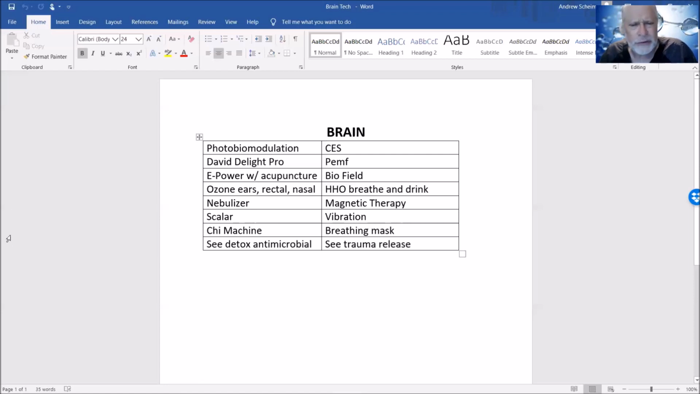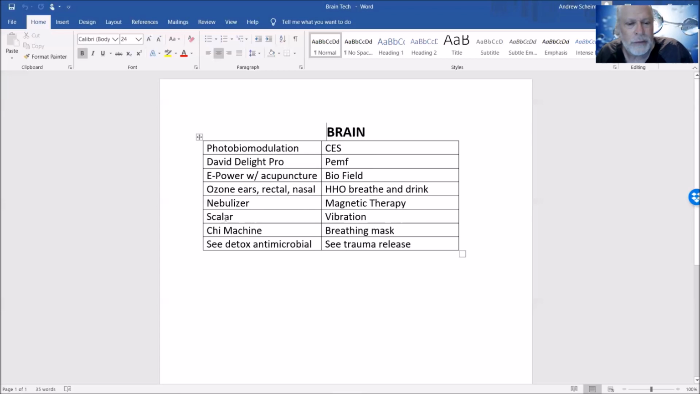Magnetic therapy is just a nice tonic. You can Google that. People wear magnetic headbands or magnetic hats, and it's kind of a nice feel-good therapy. PEMF is really the advanced therapy for magnetic therapy, but people have been using magnets for many, many years. Some people really love them. You can always try it.